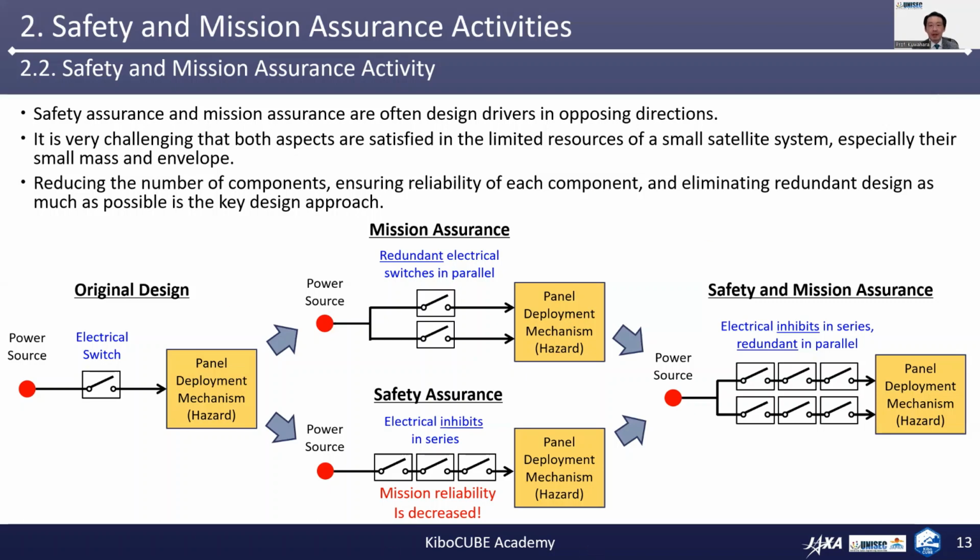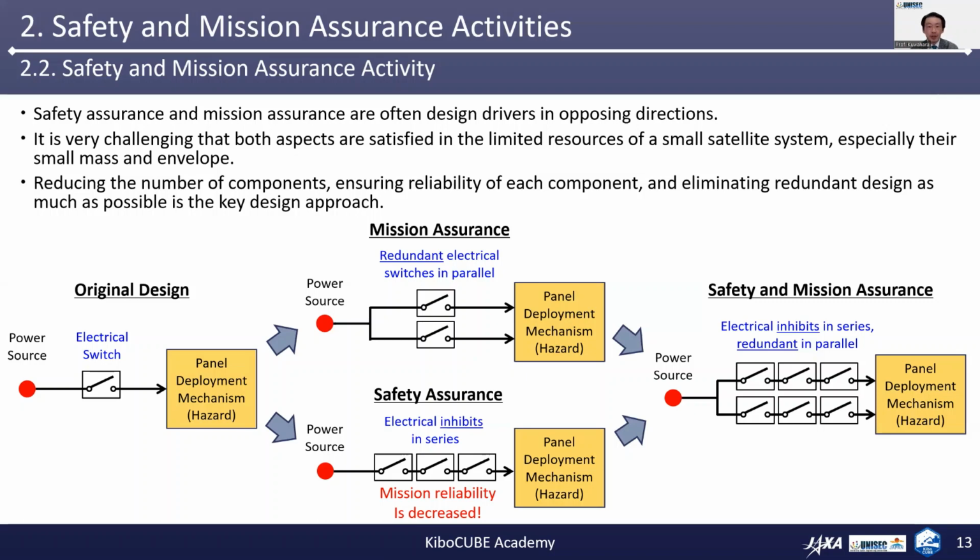The left-hand side is illustrating the original design of the electrical switches between the power source and panel deployment mechanism. The panel deployment mechanism is, in general, regarded as a potentially catastrophic hazardous mechanism of a satellite system, as it can harm launch vehicles and ground personnel during the assembly, integration, and test on ground.